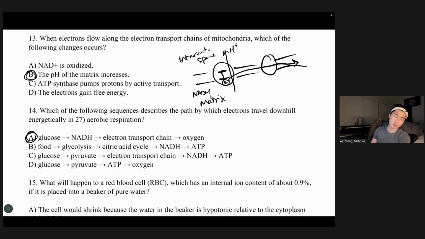And we know that ATP is not the right answer because that's not where our electrons go. The electrons that we get from NADH and FADH2, ATP is not going to be the molecule that takes our electrons. We know it's going to be oxygen. So we can immediately cross out B and C.